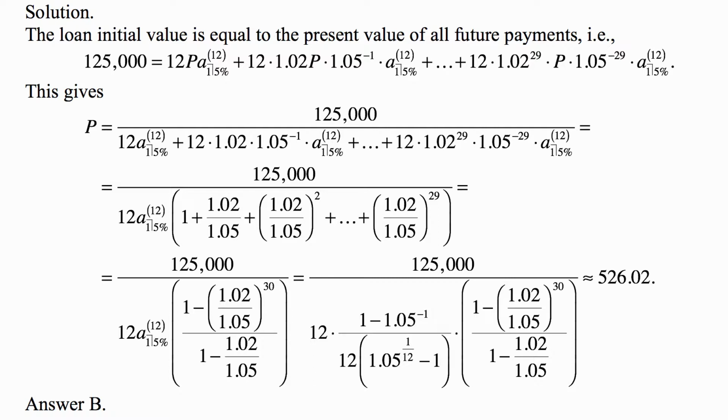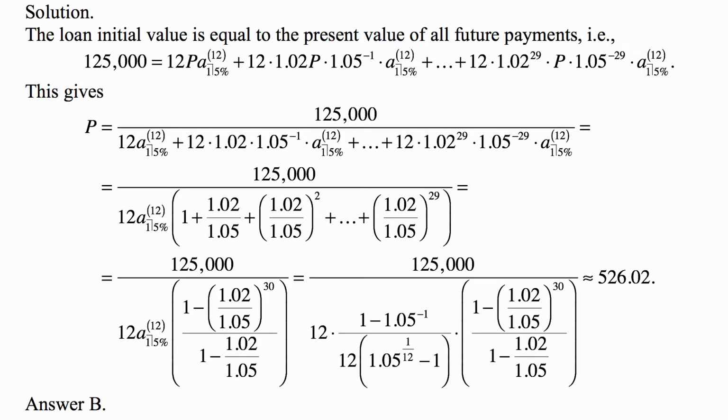We factor out 12 and a angle 1 upper 12 at 5% in the denominator. And what's left inside is 1 plus 1.02 over 1.05 plus 1.02 over 1.05 to the second power plus, and so on, up to 1.02 over 1.05 to the 29th.